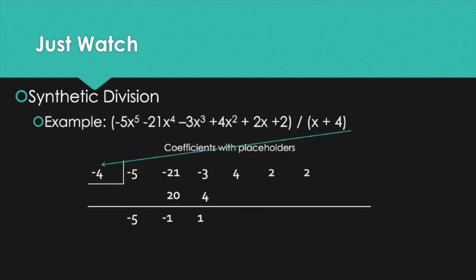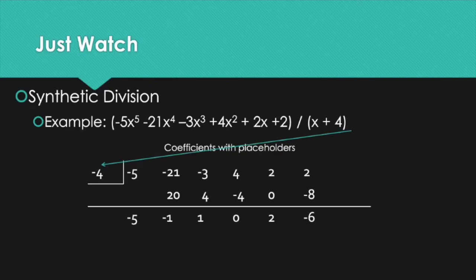Multiply the negative 4 times the 1, we get negative 4. Add, we get 0. Multiply the negative 4 and the 0, we get 0. Add, we get 2. Multiply the negative 4 and the 2, and we get negative 8. Add, we get negative 6.